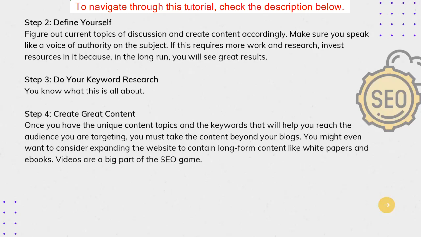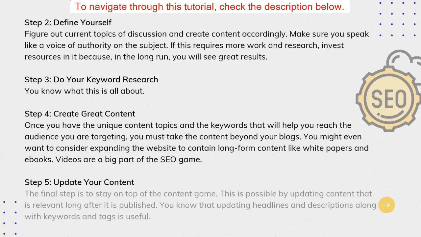Once you have the unique content topic and the keywords that will help you reach the audience you are targeting, you must take the content beyond your blogs. You might even want to consider expanding the website to contain long-form content, like white papers and ebooks. Videos are a big part of the SEO game. Step 5. Update your content. The final step is to stay on top of your content game. This is possible by updating content that is relevant long after it is published. You know that updating headlines and descriptions along with the keywords and tags is useful.